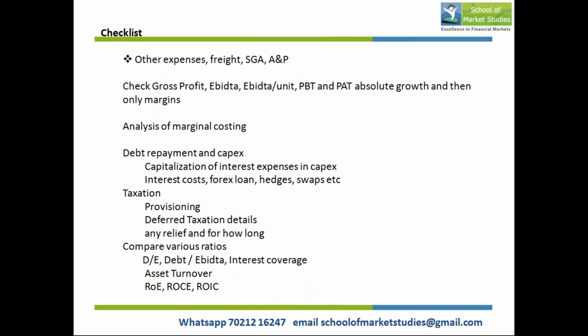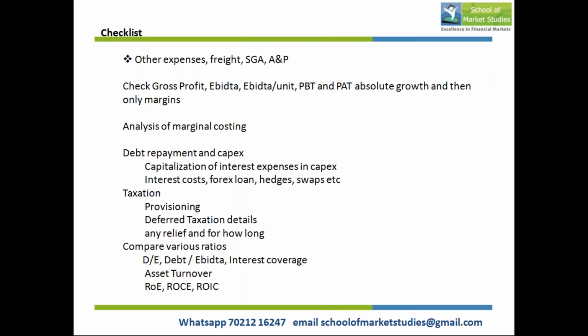Okay, then we need to see other expenses, freight, SGAs, selling and general administration, and A&P advertising and promotion. Then once you have figured out all your costs, okay, you need to check for your gross profit. So gross profit is sales minus manufacturing expenses. Okay, that gives you a gross profit. From gross profit, when you subtract other costs related to the business, you get what we call operating profit or EBITDA, which is earnings before interest, depreciation, taxation.